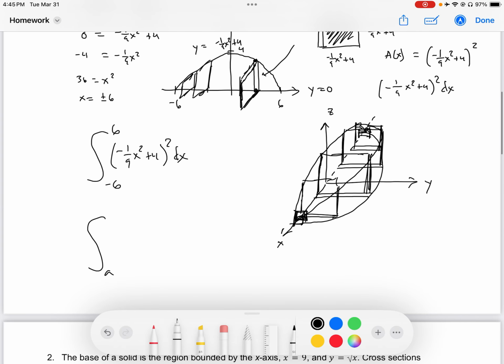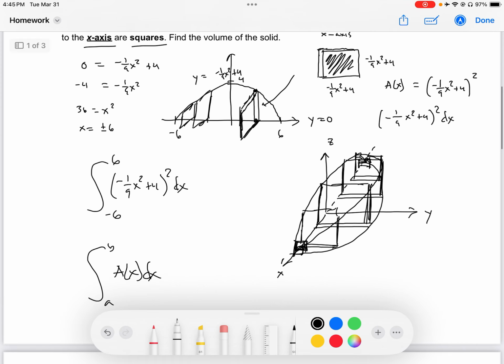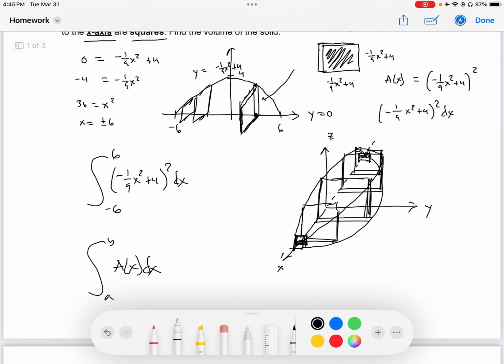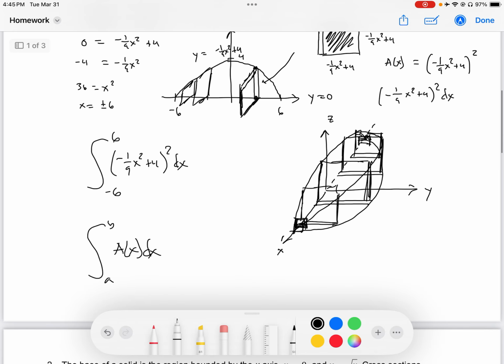Okay. But in general, what we want to think about is when we're finding these volumes, you're going to integrate from A to B. You're going to find your cross-sectional area, which is going to be the area of a square or a rectangle or triangle, semicircle. And then you are going to integrate that cross-sectional area from A to B. That's basically what we were doing before. We were integrating from A to B of pi times r squared dx, right? But that pi r squared is the cross-sectional area for a circle. Now we're just generalizing to allow us to do different types of shapes that have flat bottoms.